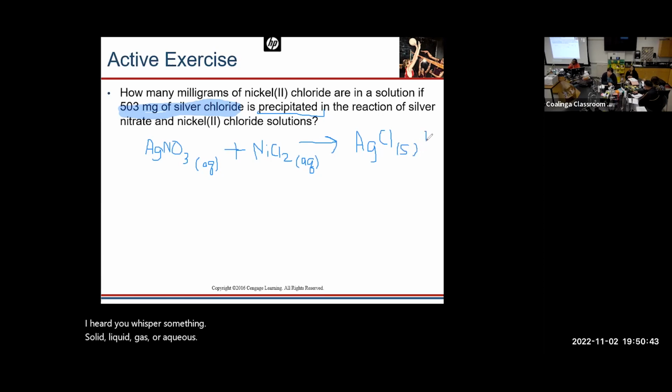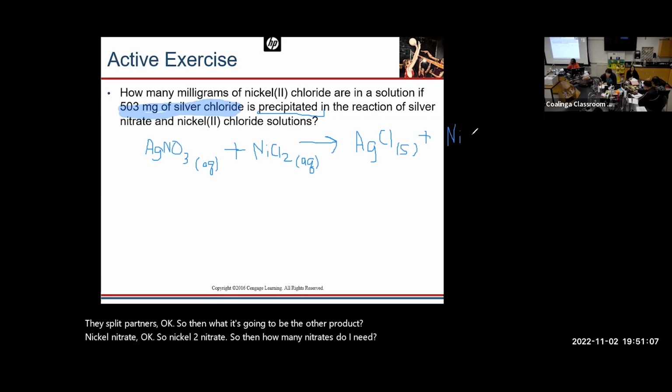Okay. What type of reaction is this, by the way? Double displacement. So that means what? They split partners. Okay, so then what's going to be the other product? Nickel nitrate. Okay, so nickel 2 nitrate. So then how many nitrates do I need? 2.